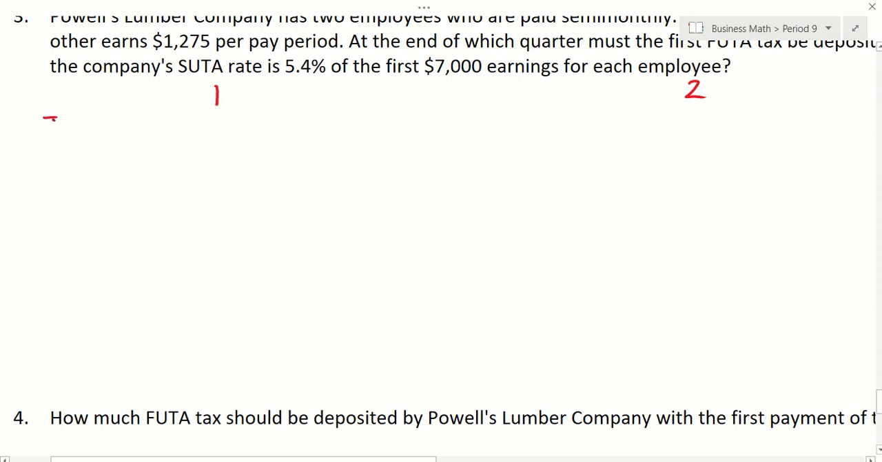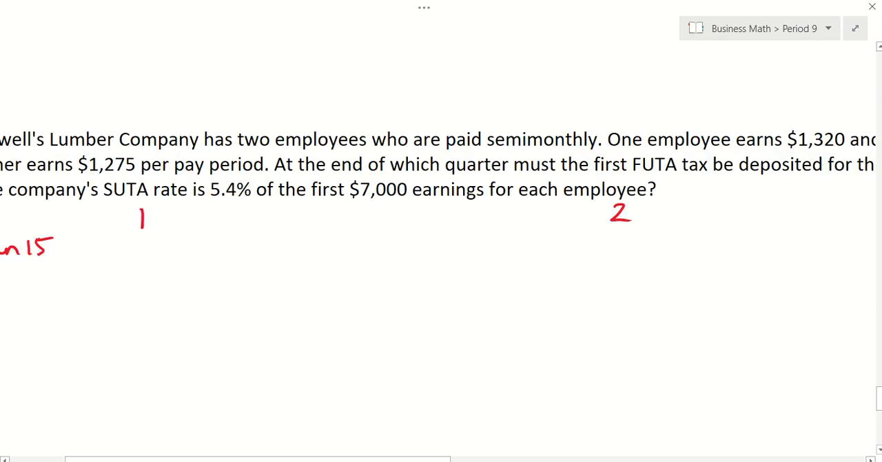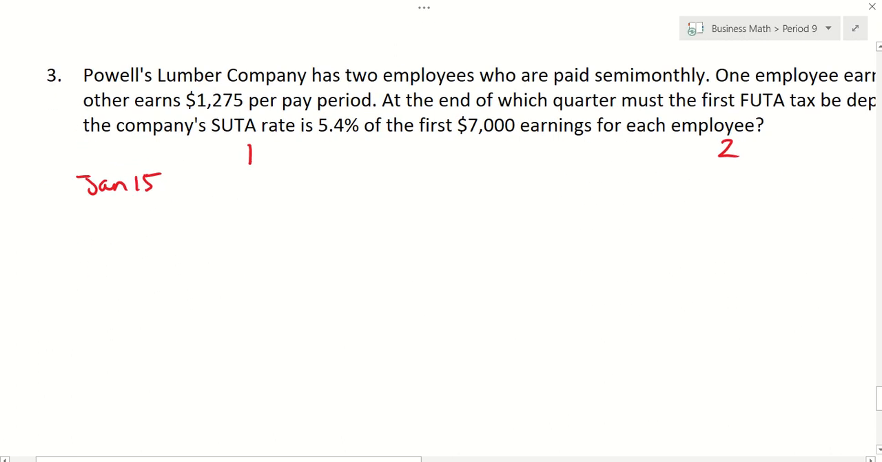We start off always with January 15. The first employee makes 1,320. The second employee makes 1,275. And you must multiply by your rate to get 1056. We need to figure out when this person hits the 7,000 mark. So we just keep going.